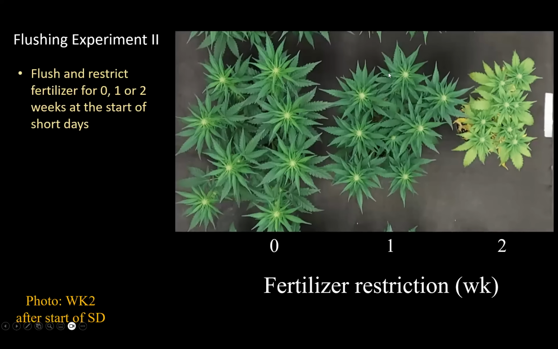And what you can see is this is an overhead shot, so we're not looking at height here. You're just seeing the width growth is also tremendously impacted. And this is an important part, because if we restrict the width of the plant, we can put more plants in a given area. And that's how we actually get higher yields per square meter. So with the 1 week flush, the plant still looks nice and green, but is definitely not expanding normally. And then with the 2 week flush, the plant's looking pretty rough.